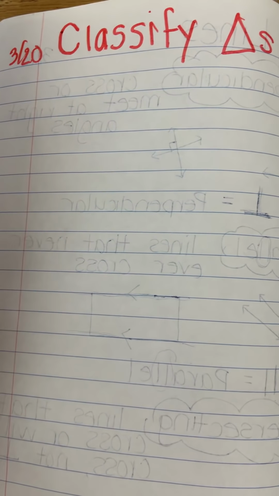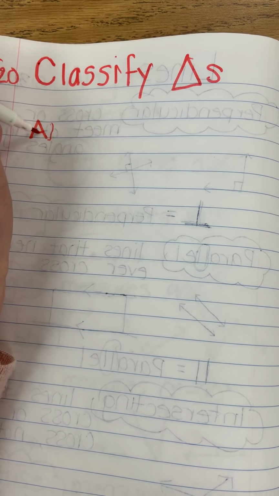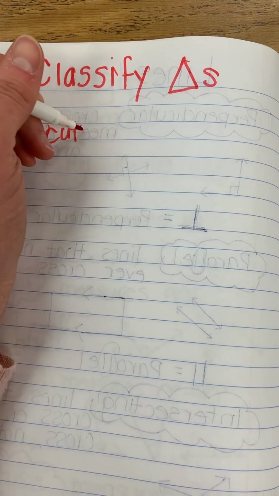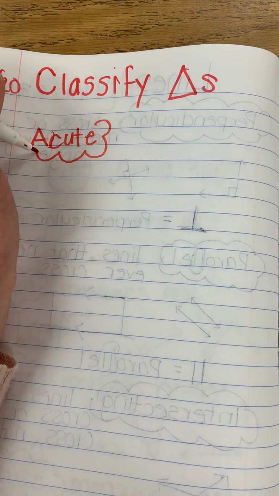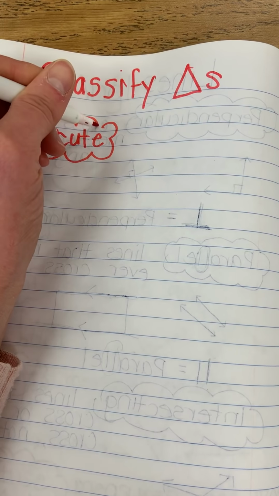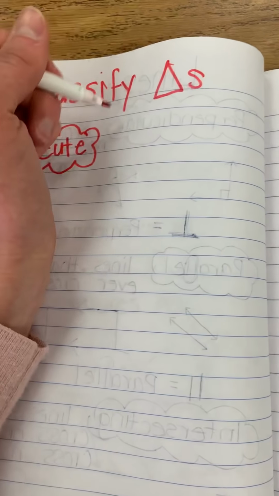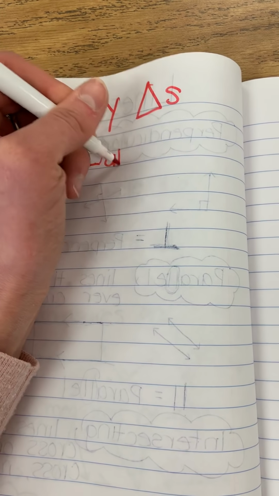Okay, the first type of triangle that we're going to find is an acute triangle. So we're going to write acute. We know about acute angles. Acute angles are less than 90 degrees. When we find an acute triangle, we know it's an acute triangle because it has all acute angles.